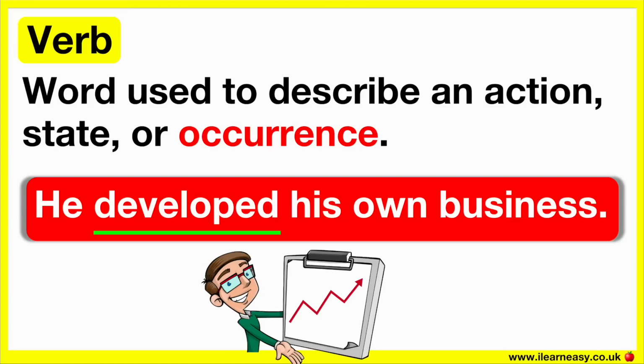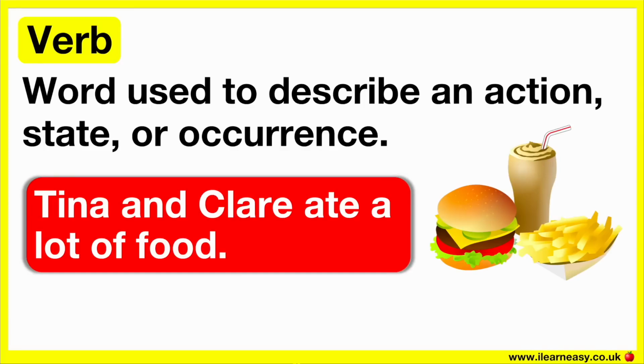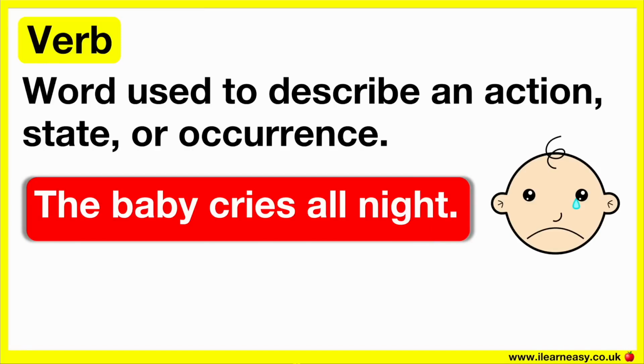Now let's look at some examples of verbs in sentences. I live in London. The verb in this example is live. Tina and Claire ate a lot of food. The verb in this example is ate. Lucy wants a pet cat. The verb in this example is wants. The baby cries all night. The verb in this example is cries.